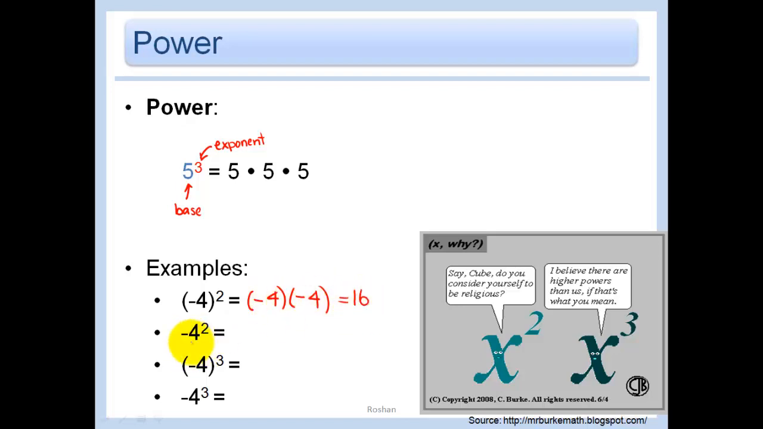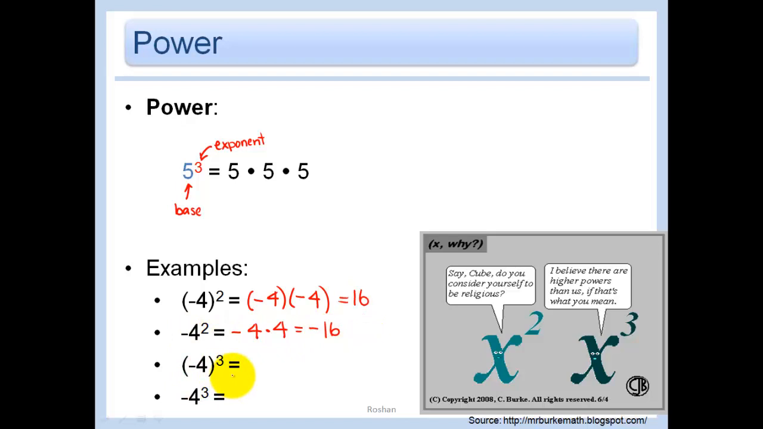Now in this example, this is saying -4 squared, where the only thing touching the squared is the 4. So we do the opposite of 4 squared, so the opposite of 4 times 4. Only the 4 is being squared in this one, not the whole quantity. So we get -16. So you see the difference? Here we got 16. Here we got -16.